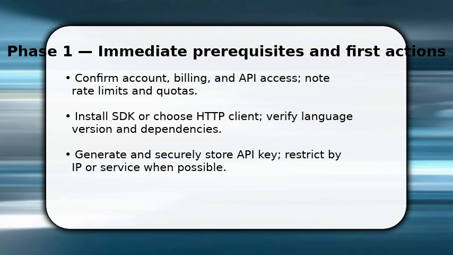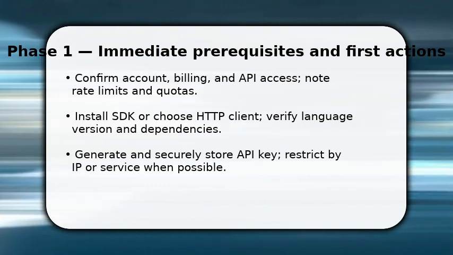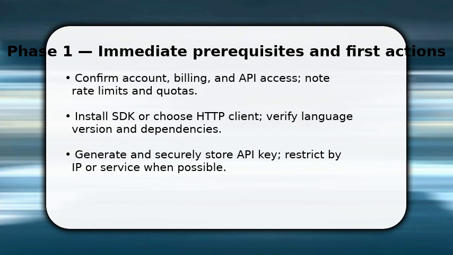Make and store a dedicated API key, restrict it by IP or scope to limit exposure, and keep it out of source control. These steps let you request models immediately, and they prevent common access and security failures later.